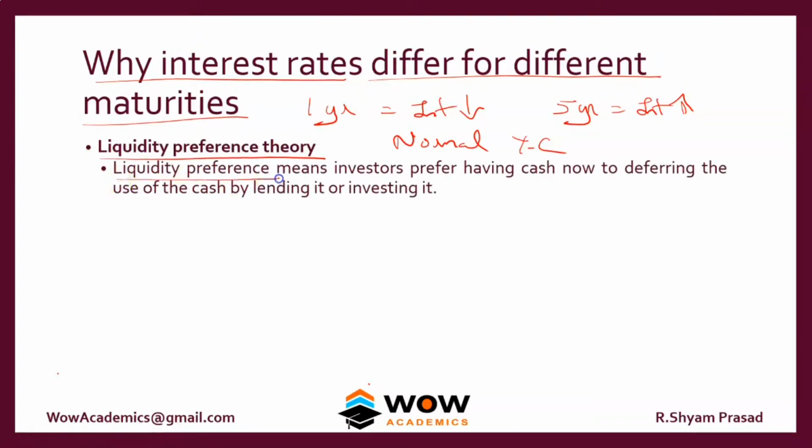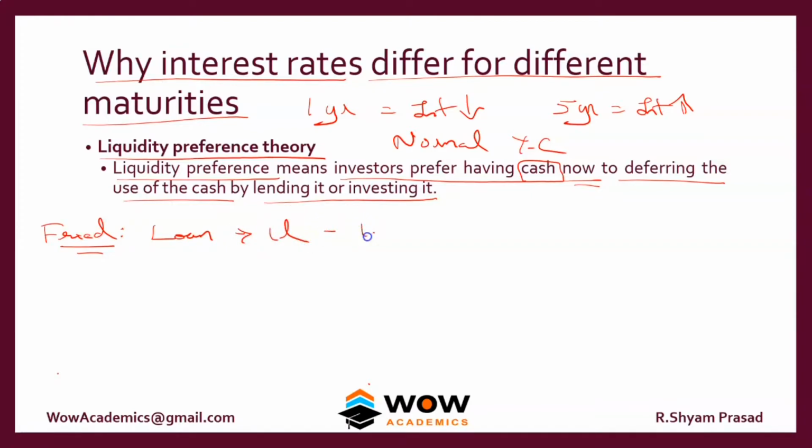Liquidity preference means investors prefer having cash now to deferring the use of cash by lending it or investing it. We can explain this through an example. Your friend asks you for a loan of 1 lakh, for 1 month. Now, will you charge him any interest? The answer is no. It's a very short period, so you just want 0%.